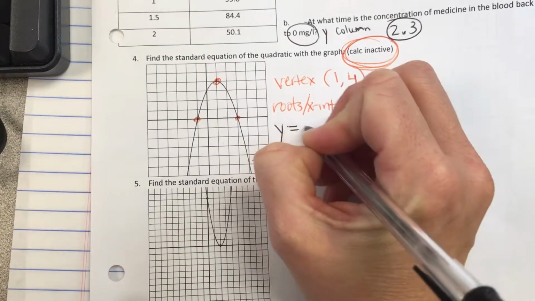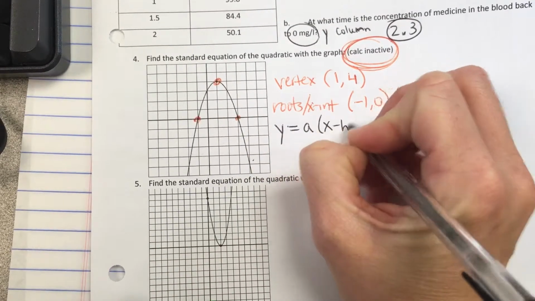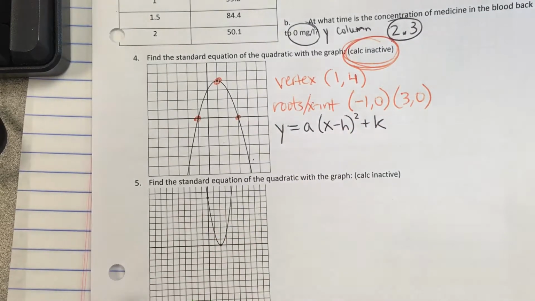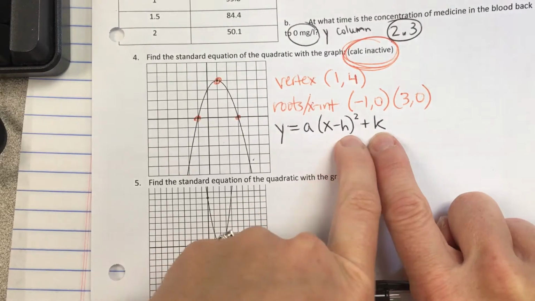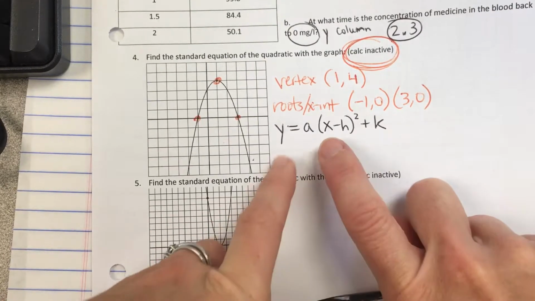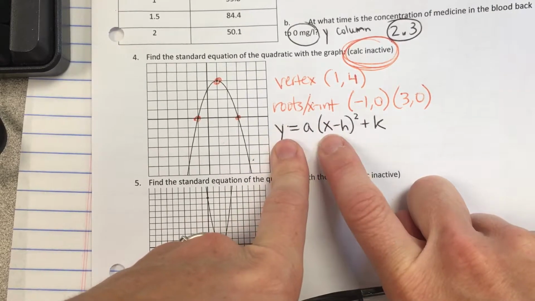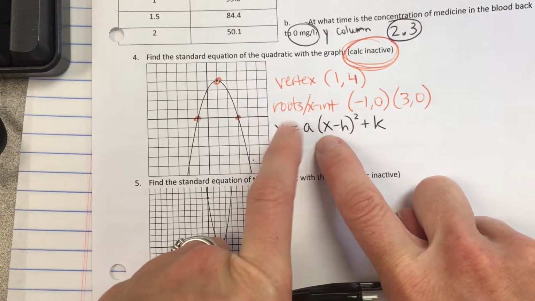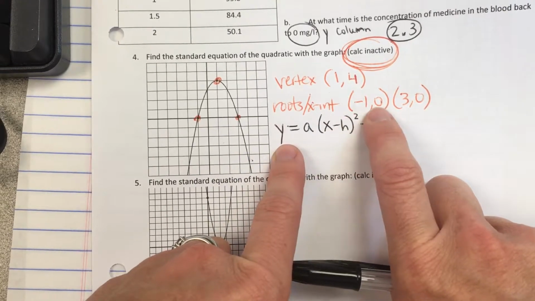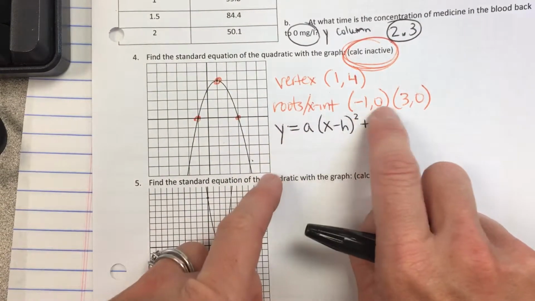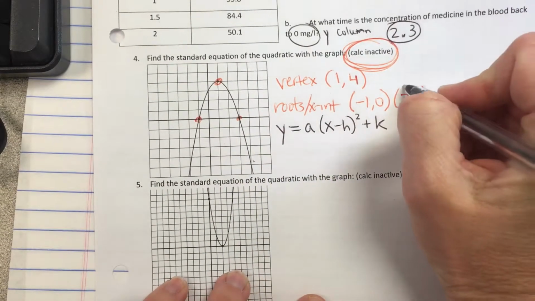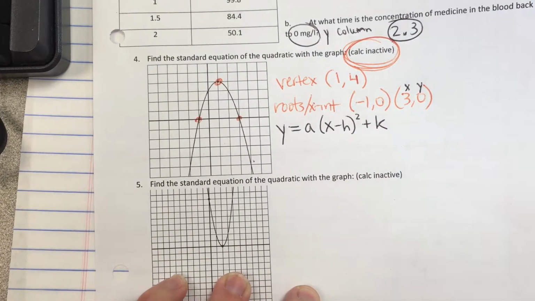So vertex form is y equals a(x minus h) squared plus k. We've been working with that all week. Your h and k is your vertex, okay? X and y is any point on the parabola. So you could use your roots or you could use a different point. We're going to use our roots, okay? So let's use 3, 0. Those are both positive. So we're going to let that be our x and our y.